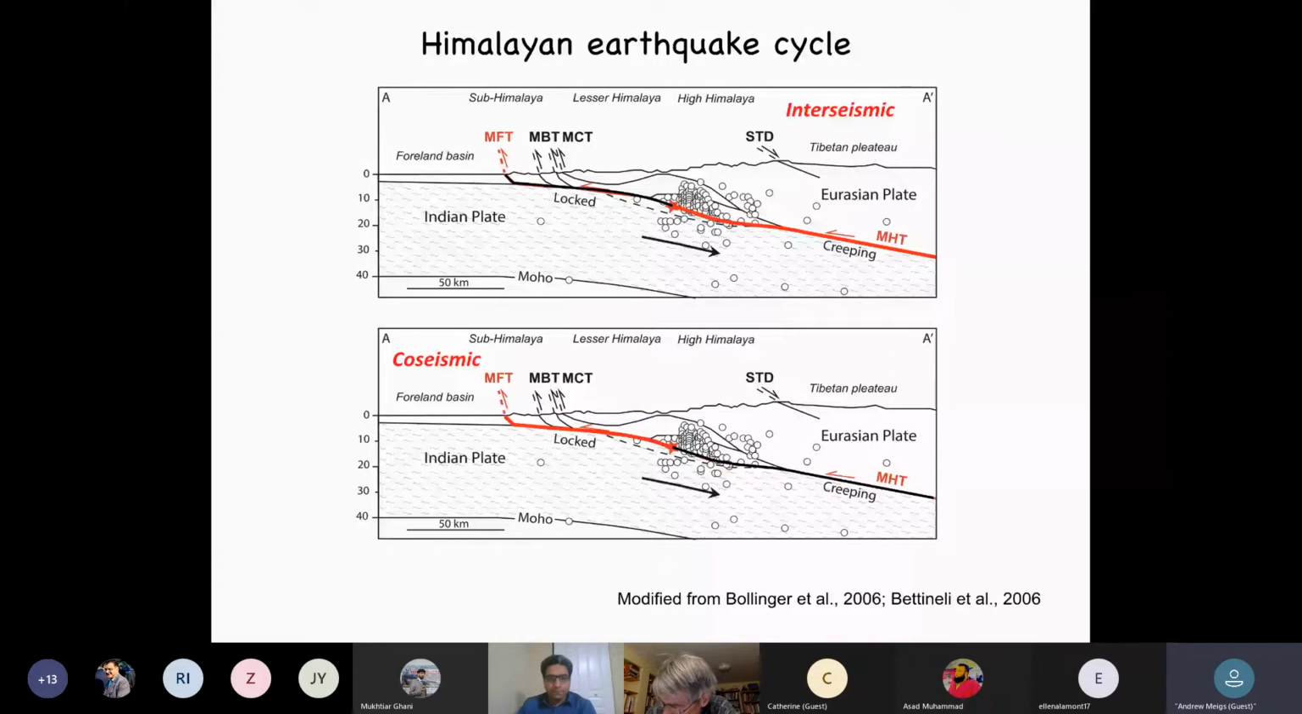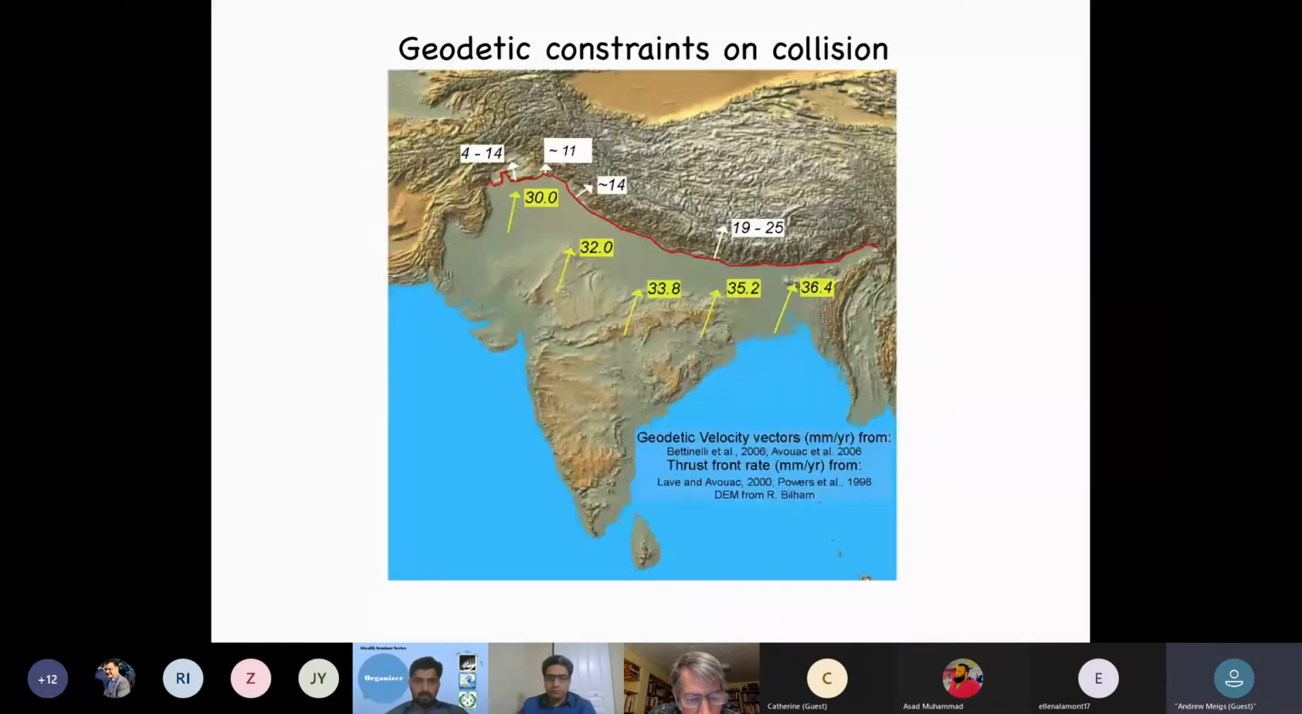The vexing part, the most complicated part, is that interseismic time is typically measured in hundreds to thousands of years, whereas co-seismic time is measured in seconds to minutes. So there's a huge scale difference in time between these two. But what earthquake geology seeks to do is to try to relate these two to one another in terms of the amount of slip and the rate at which faults move during co-seismic time. And in Nepal, this is pretty well established.